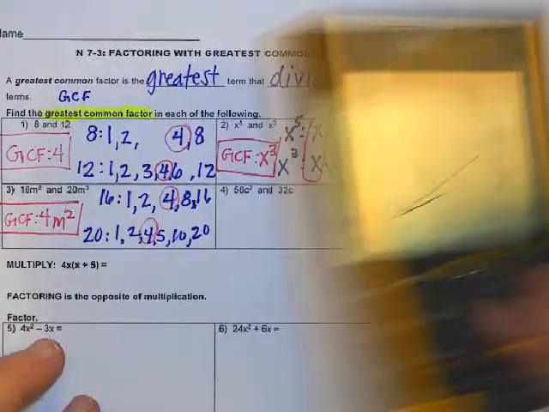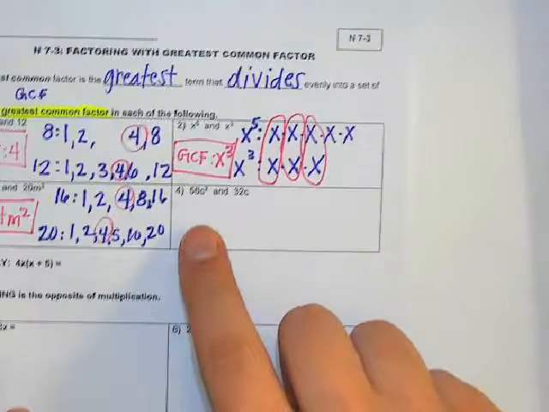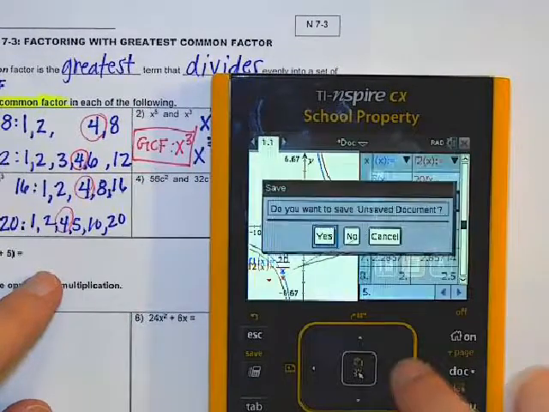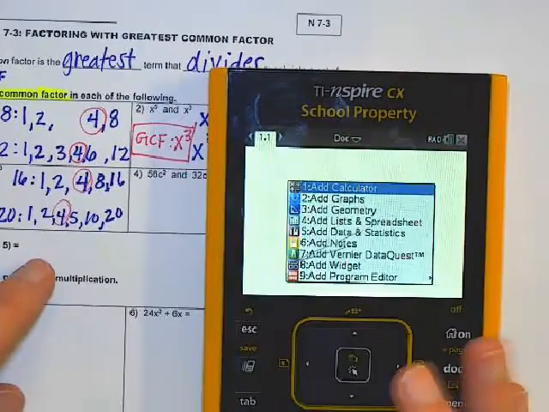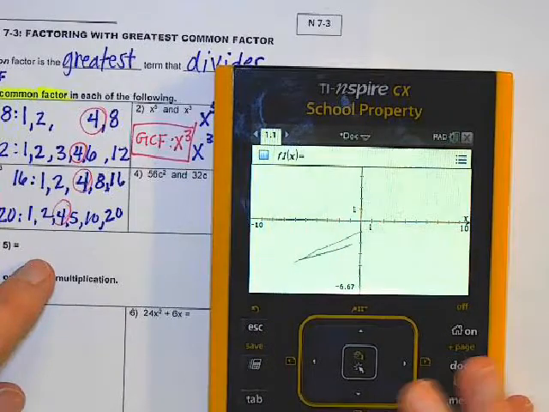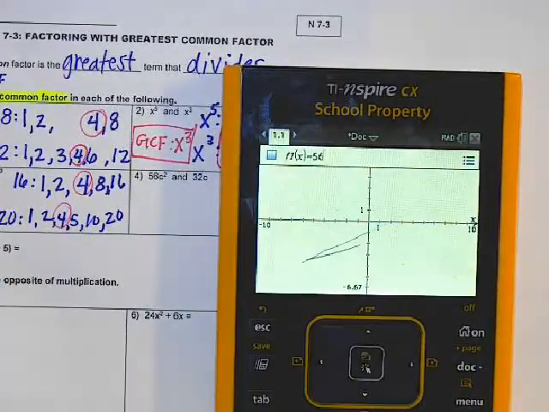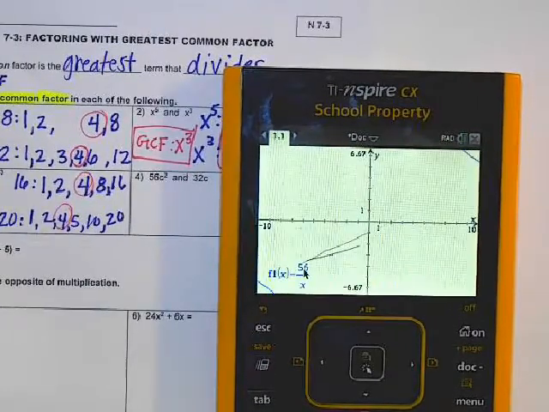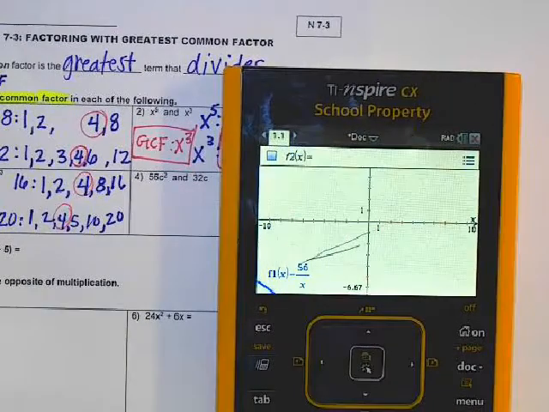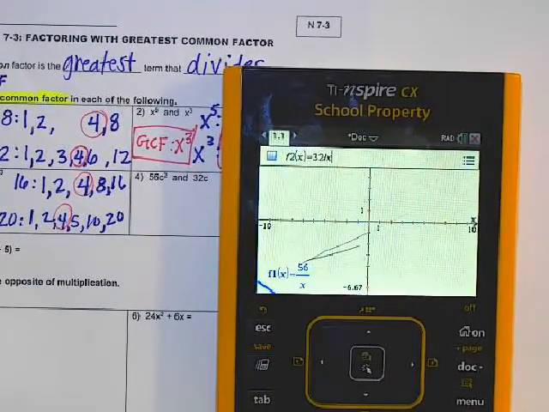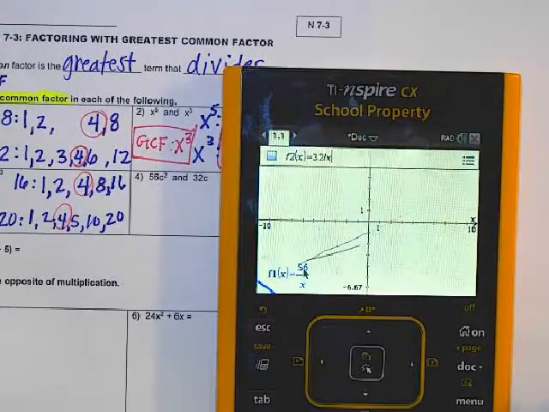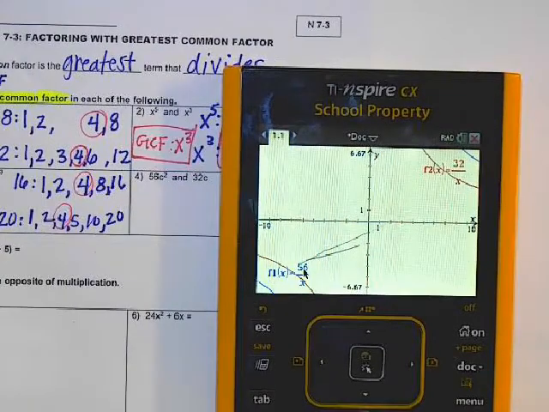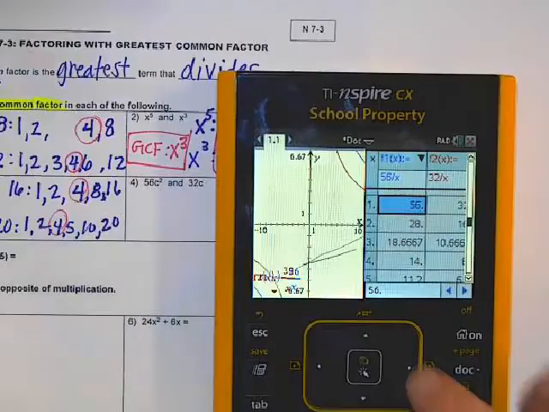Okay. Number 4. I need to know the GCF between 56 and 32. So I'm going to go to a new graph. Everybody go to a new graph. 56, and what do I plug in? 56 divided by x. And then I'm going to hit tab and do 32 divided by x. So I should have 2 lines on there. Now where? Control T. And it's going to tell me all my factors.